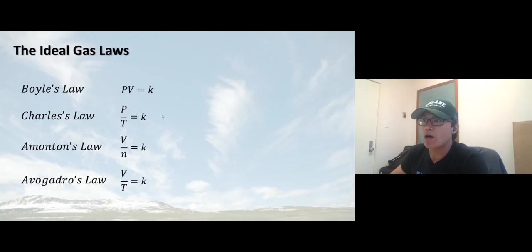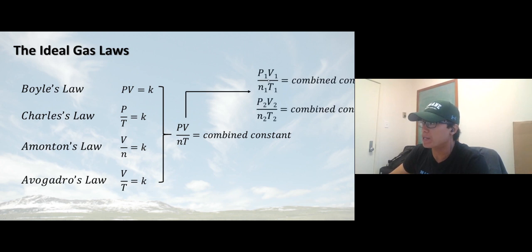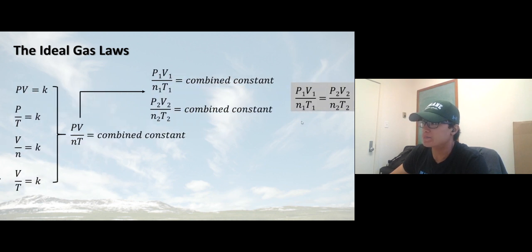All right, back to all the gas laws that we have learned. Boyle's law says PV is always constant. Charles's law: V over T is always constant, and Amontons's law, Avogadro's law. Basically, all these are constant, right? And the combined gas law, PV over nT, is also a constant. That's why we have the combined gas law right here: P1V1 over n1T1.